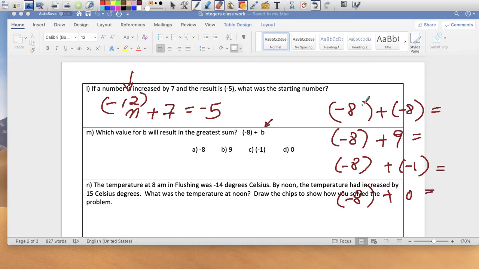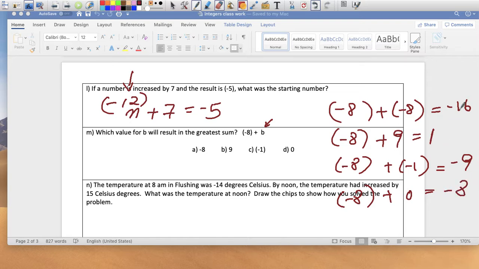Tricky question. Negative 8 plus negative 8, they're both negatives, right? So no zero pairs. So I'm going to add those two. It's negative 16. Negative 8 plus 9, I can make zero pairs, and obviously there are more positives. How many more positives? There's one more yellow chip, right? Negative 8 plus negative 1, they're all red chips. So it just gives me negative 9. And negative 8 plus 0 is just negative 8.